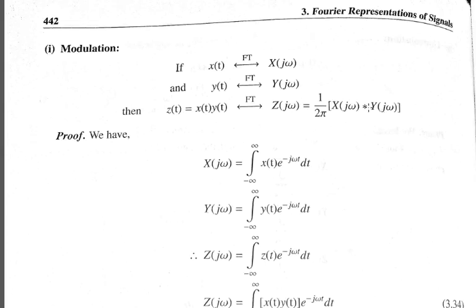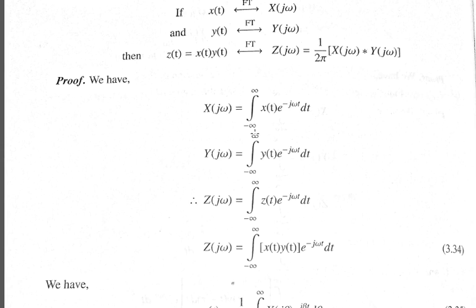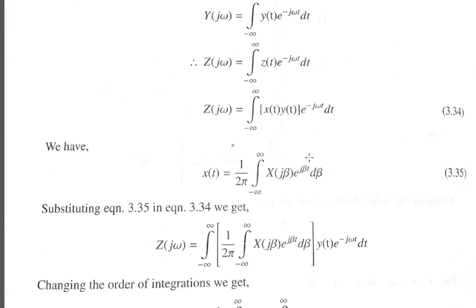Then comes modulation, a similar thing. The product of signals is nothing but the convolution of the signals, which we are proving. We consider two signals, as for the convolutions, x(t) and y(t), and their Fourier representations are taken. Z(j omega) is equal to this equation, and z(t) is nothing but the product of these two. Now, to simplify this, we have to expand one of the signals.